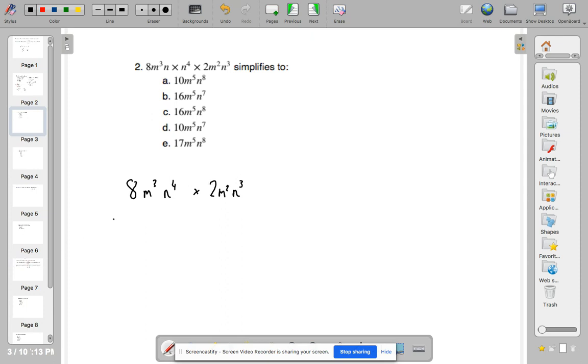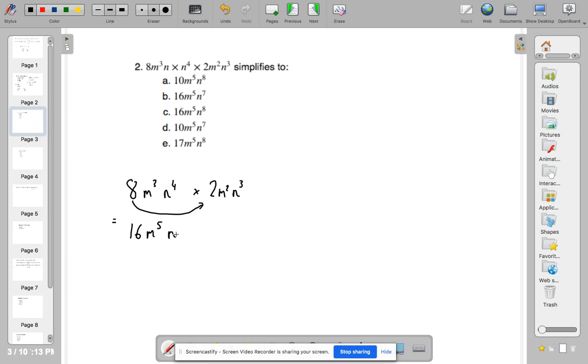All right. So the numbers here, we've got 8 times 2. Remember, numbers behave like numbers, like we always have done them. 8 times 2 equals 16. We've got m to the power of 3 times m squared. When we multiply with indices, we add. 3 plus 2 is 5.